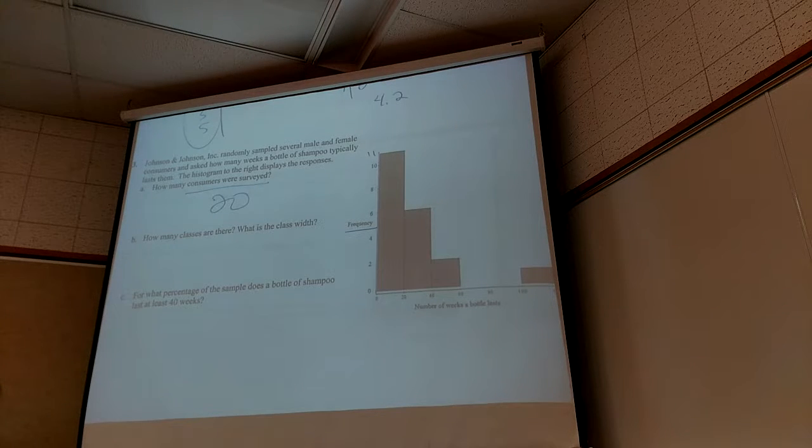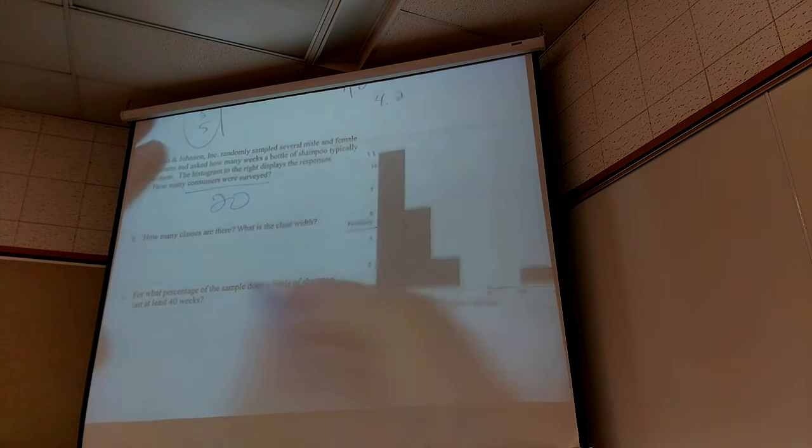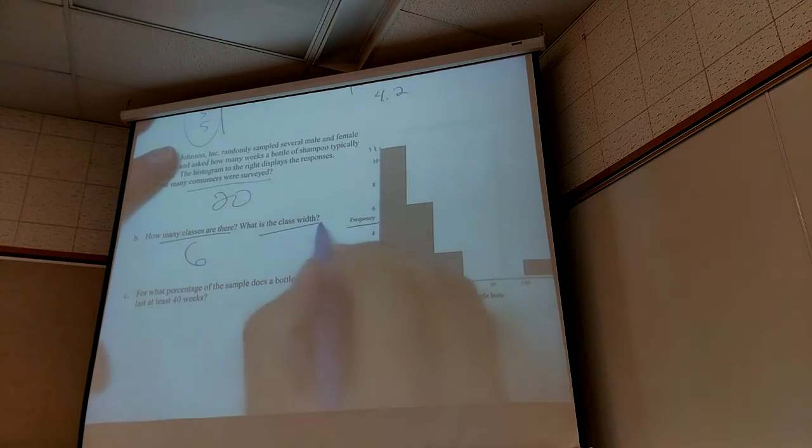How many classes are there? 6. You would say, well, 2 of them are empty. 2 of what? 2 of the classes are, oh, so there's 2 classes. They're empty, but there's still 6 classes. 2 of them are empty. You guys with me? I like it. That's 6. How wide is each class?